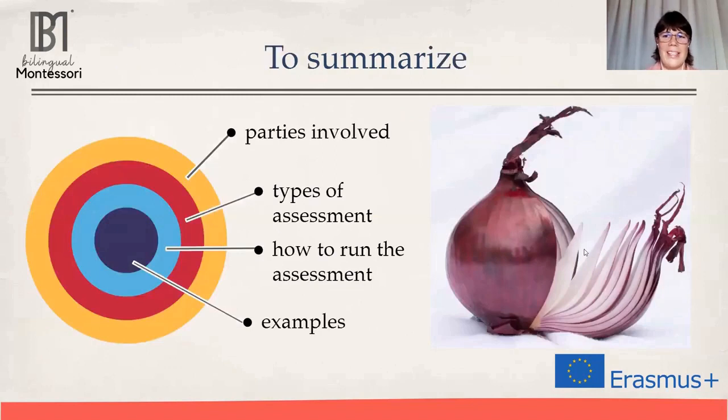And to summarize the talk today, I try to use the analogy of an onion and the different layers it has, and really try to take it one by one. So we looked at the parties involved, the types of assessment. We talked about the process, how to run the assessment and what not to forget. And the examples showed all the 3 previous layers in practice.